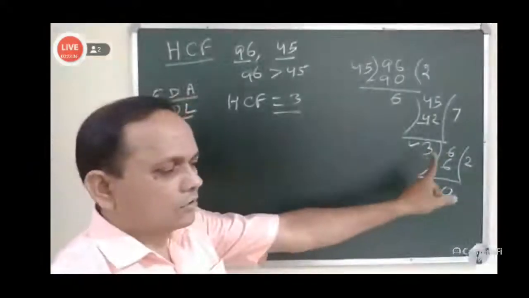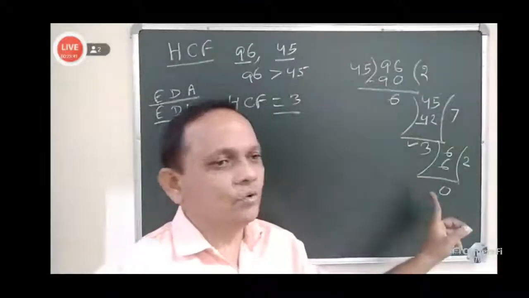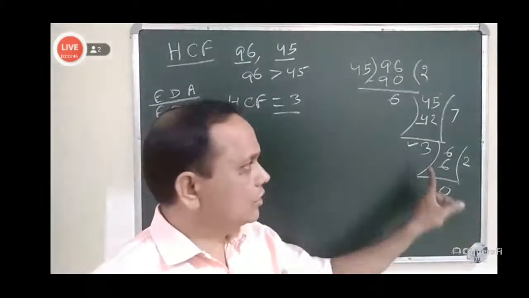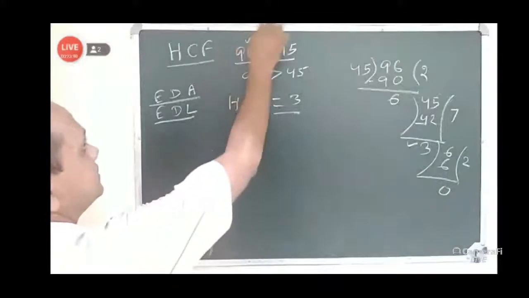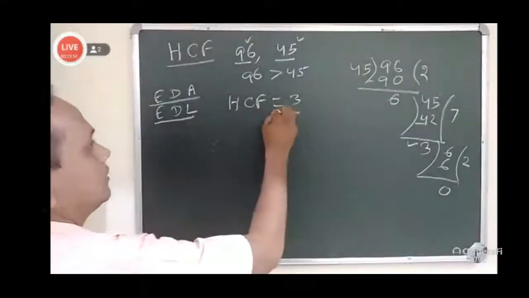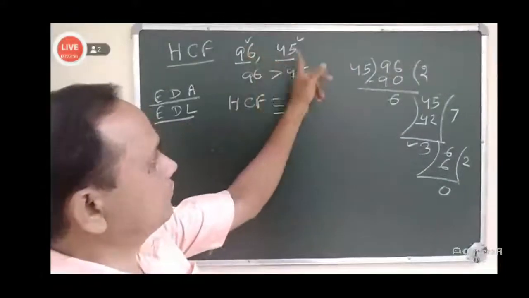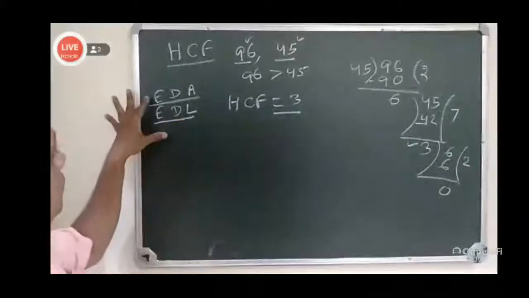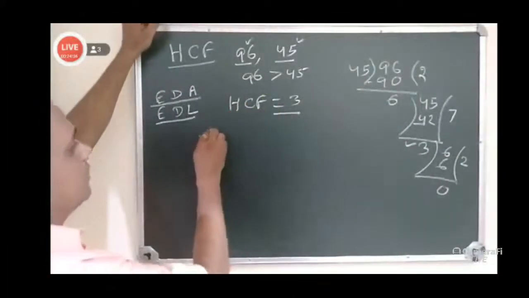The last divisor, the divisor which leaves the remainder 0, that will be your HCF. That means the HCF of 96 and 45 will be 3. So according to Euclid's division algorithm, what happened?